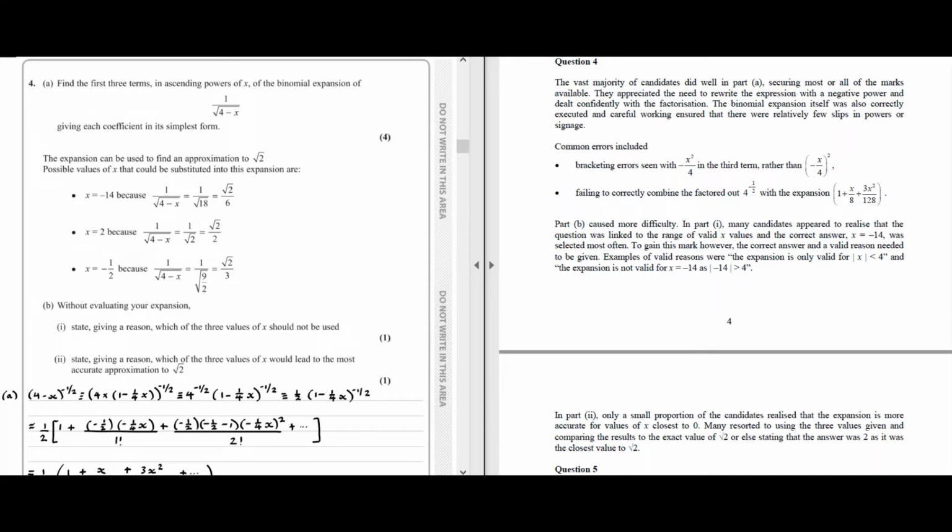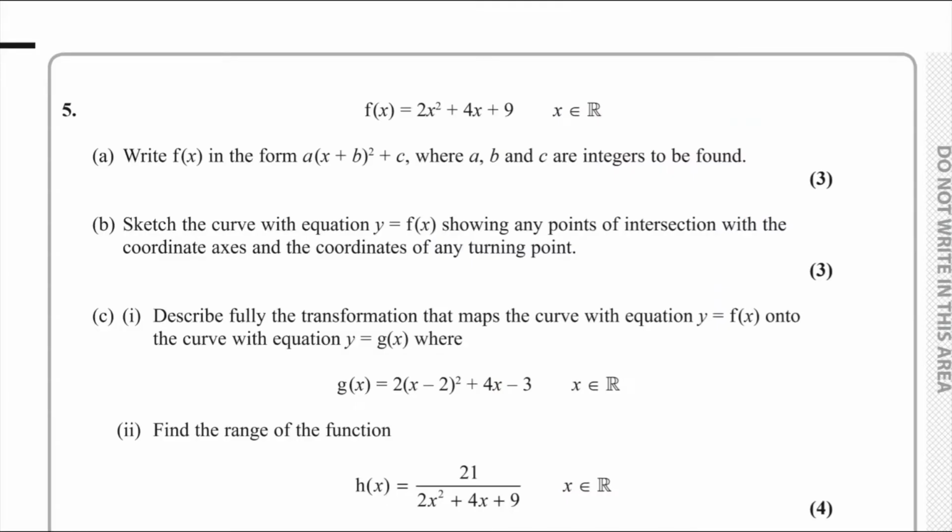The next part, only a small proportion of candidates realised that the expansion is more accurate for values of x closest to 0. Many resorted to using the 3 values given and compared the results to the exact value of root 2, or else stating that the answer was 2 as it was closest to the value of it. Question number 5.